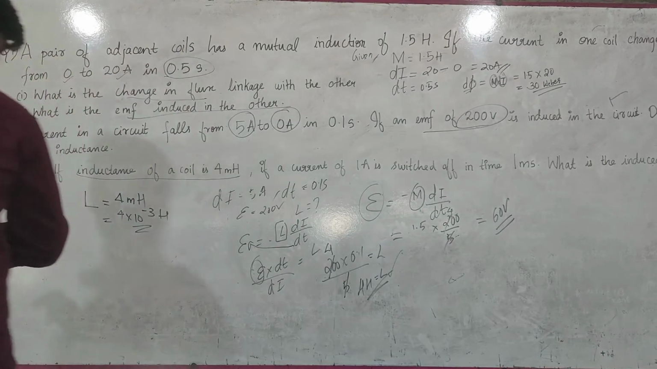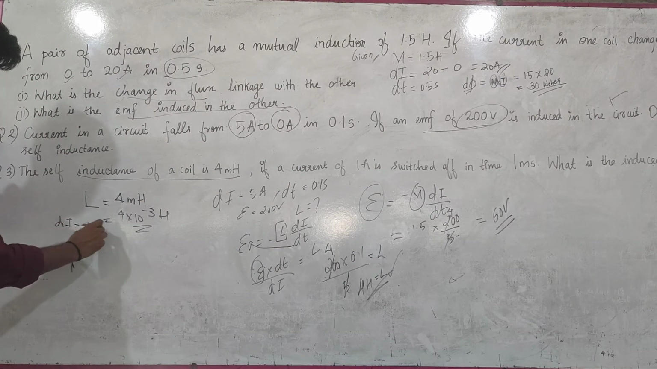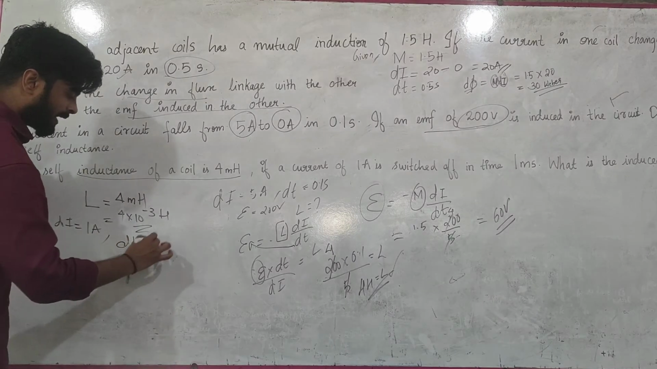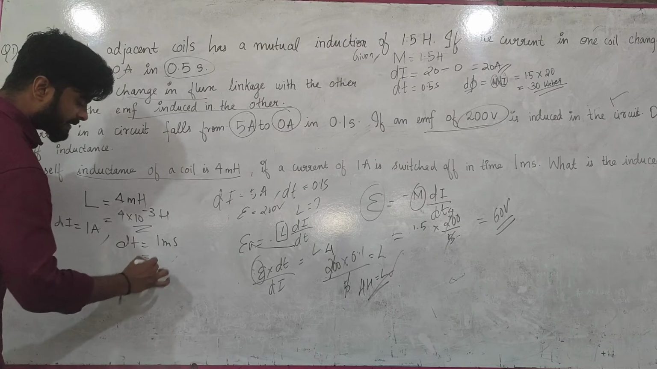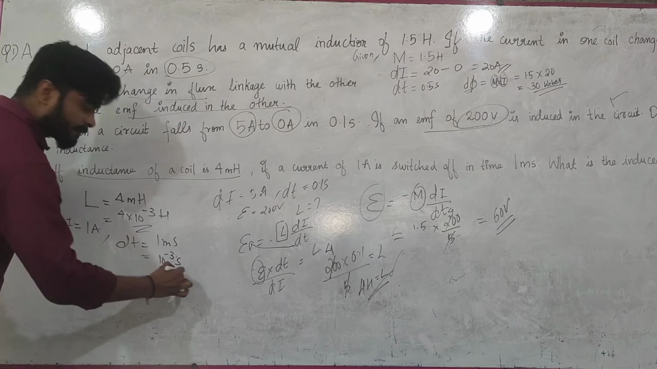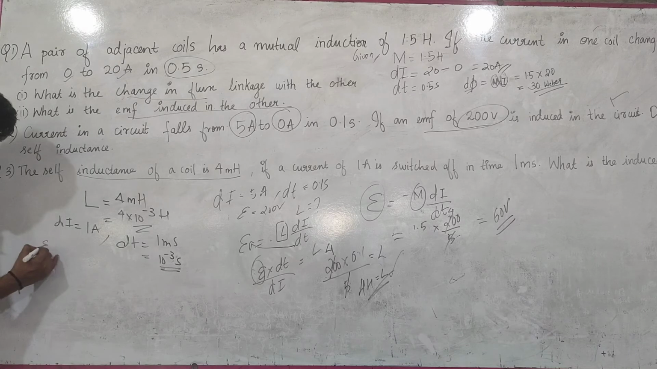Okay. So they have given you current. Current is 1 ampere, and what is the time? dt is 1 millisecond. So 1 millisecond when converted to second, it becomes 10 to the power minus 3 second, right? 1 milli means 10 to the power minus 3. So what is the induced EMF? So you have to find the induced EMF.